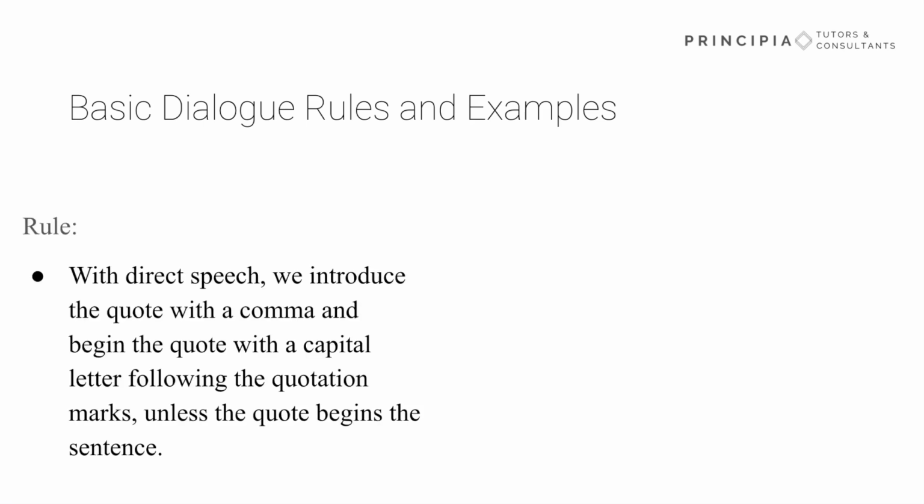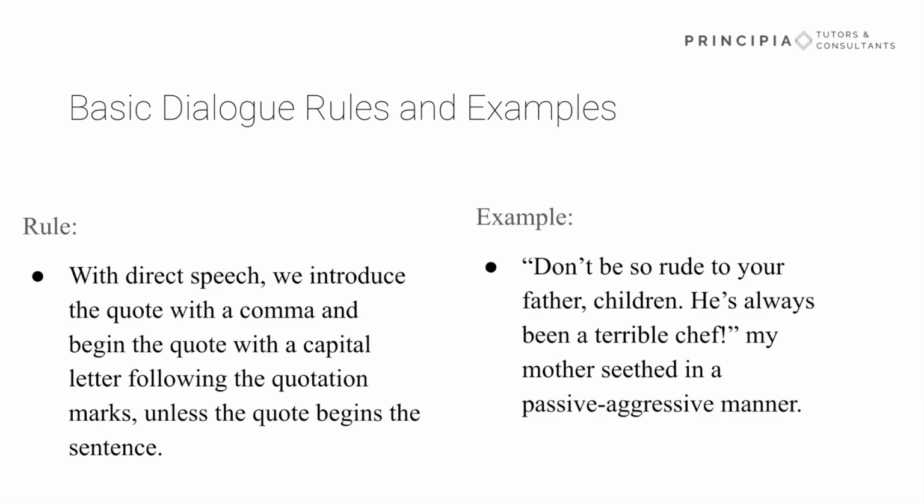All right, let's do a quick basic dialogue rule overview with some examples just to get us in the right mental framework. So with direct speech, we introduce the quote with a comma and begin the quote with a capital letter following the quotation marks, unless, of course, the quote begins the sentence. So here, with mom saying, "Don't be rude to your father, children," and then insulting that same father's cooking abilities in a passive-aggressive manner, we see the quote begins the sentence, so we don't need to begin the quote with a comma. Capital letter, of course, because it's the first word of the sentence.